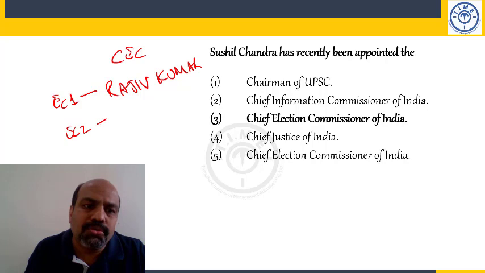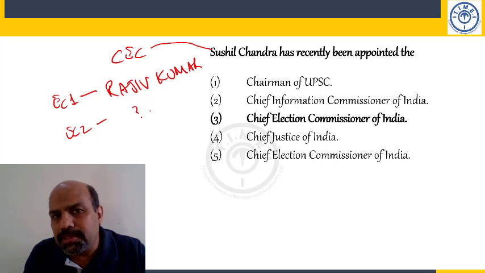This is Chief Election Commissioner of India. Election Commissioner 1 is Rajiv Kumar, and Election Commissioner 2 is vacant. The government is yet to make an appointment. So you can say that the next CEC will be Rajiv Kumar. Essentially, that's how it works.